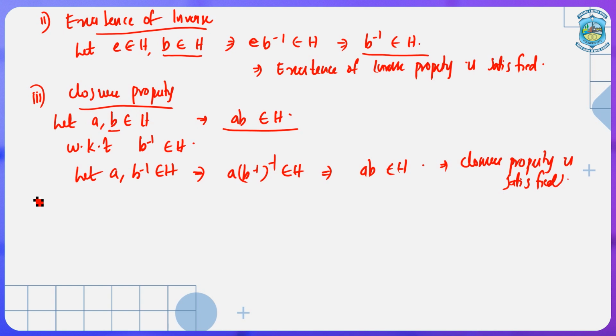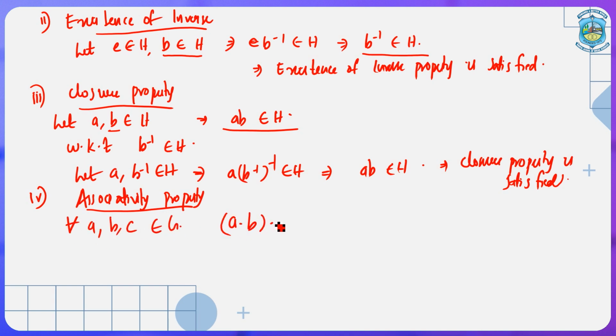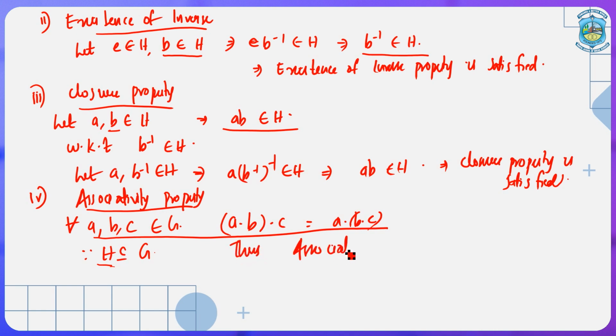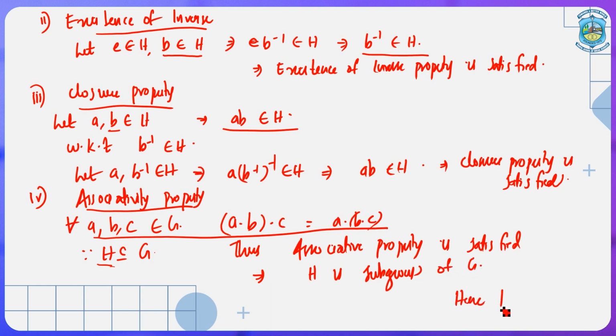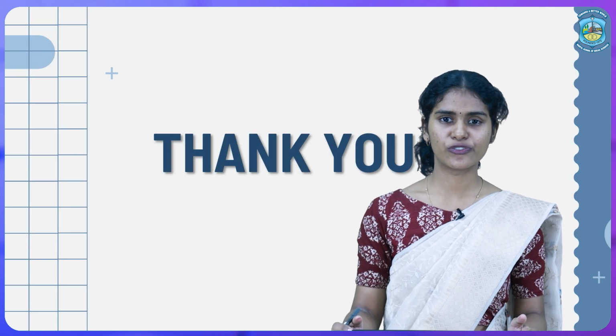Now coming into the last property, that is associative property. There is nothing to prove here, since we know that for all A comma B comma C belongs to G, A dot B dot C is equal to A dot B dot C. Since H is a subset of G, basically all the elements of H are already inside this particular G. Since this particular property holds for all the elements of G, it automatically holds for all the elements of H. Thus associative property is satisfied, implies H is a subgroup of G. Hence proved. Hope this session was fruitful to you. Thank you.